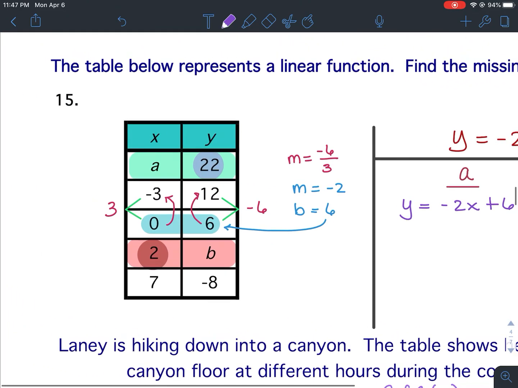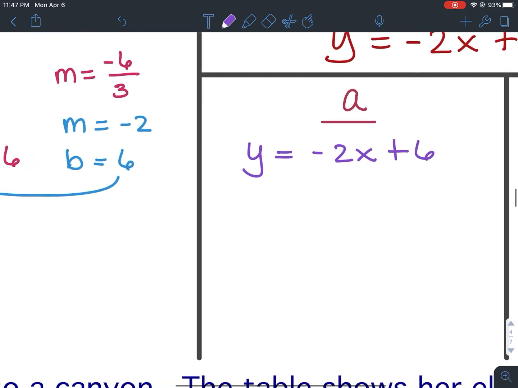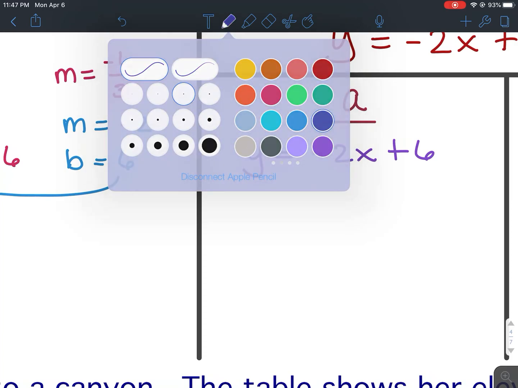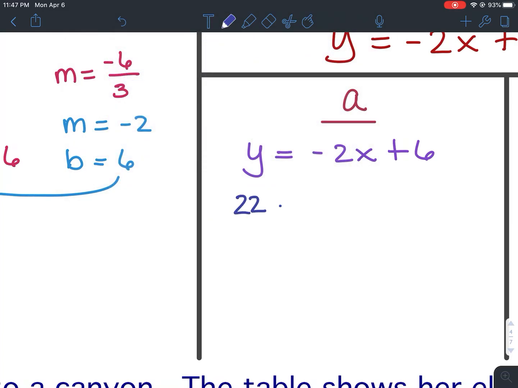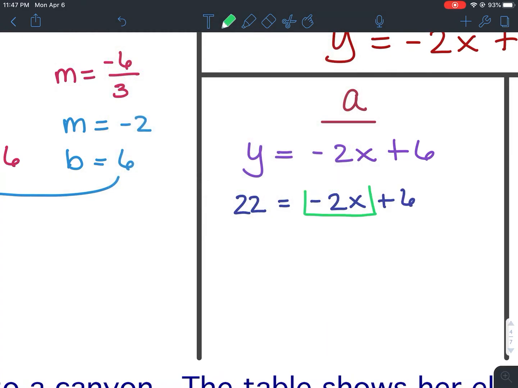Okay, so now to find a, what do I know? I know that y is 22. So I'm going to take that 22 and substitute it in for y. So I'm going to put 22 in for y, and now we're going to solve for x. This is a two-step equation, so I'm going to box my x term.